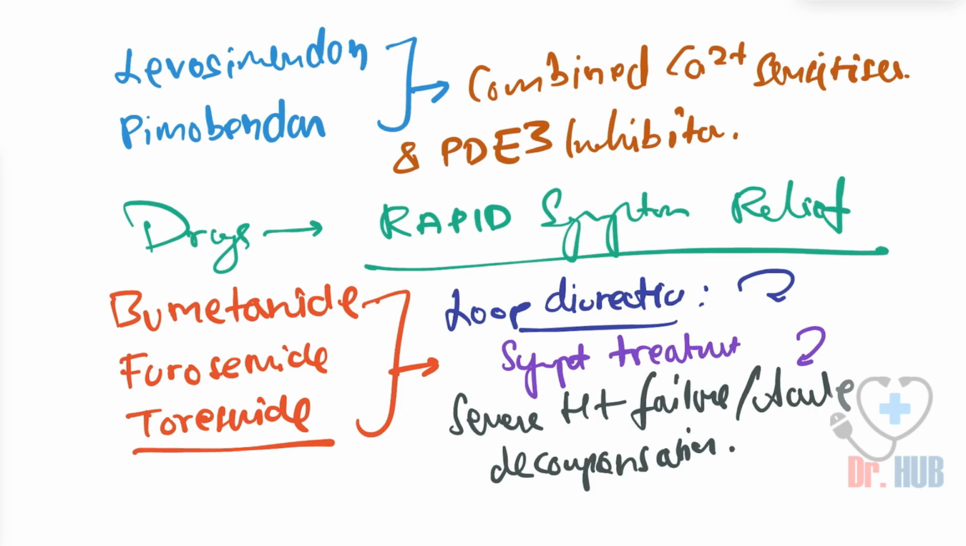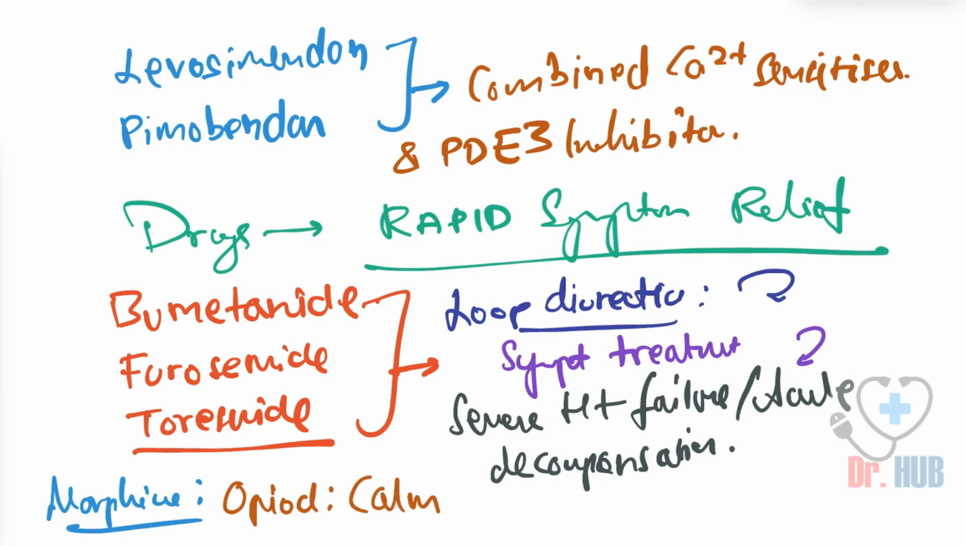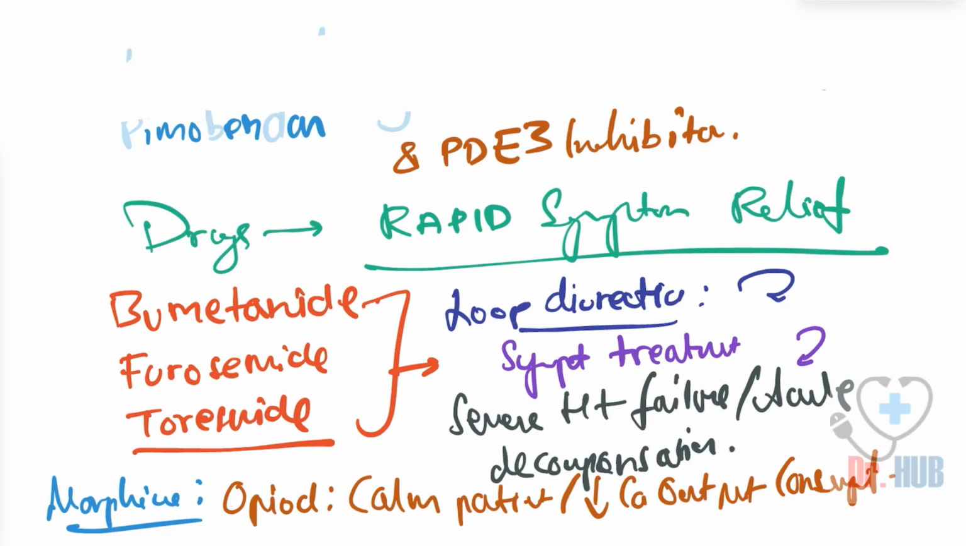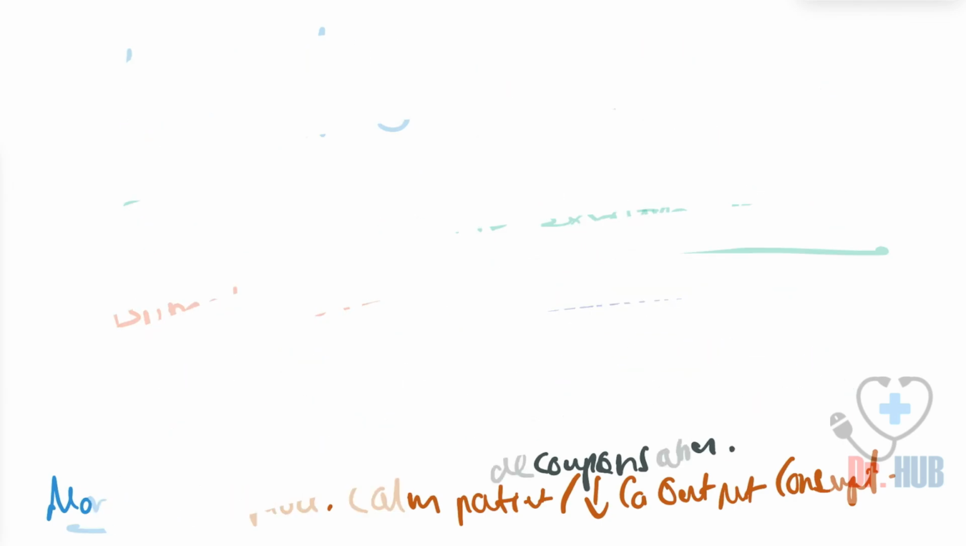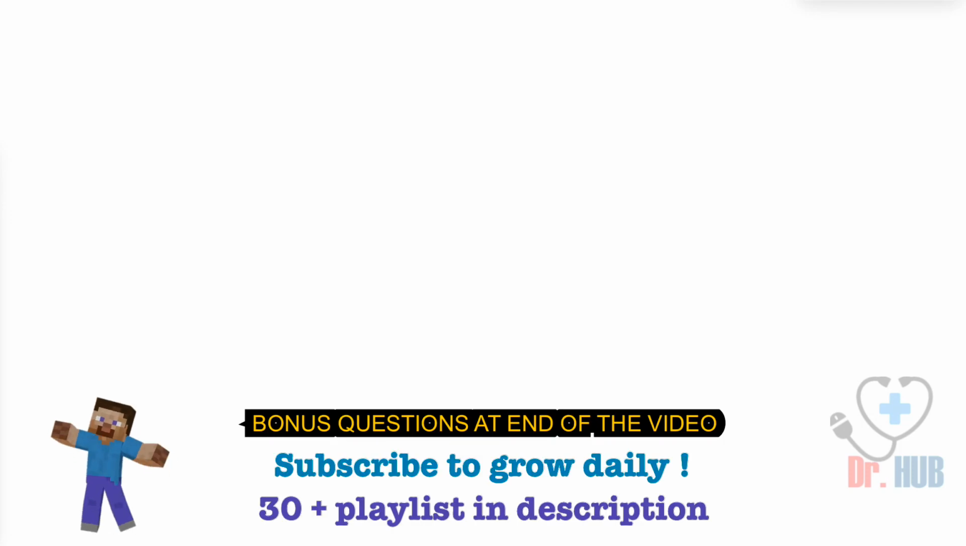Then we also look at morphine. Morphine is an opioid and it is used to calm the patient and decreases the cardiac oxygen consumption. So what we saw till now is the acute. Now we'll move on to the chronic.